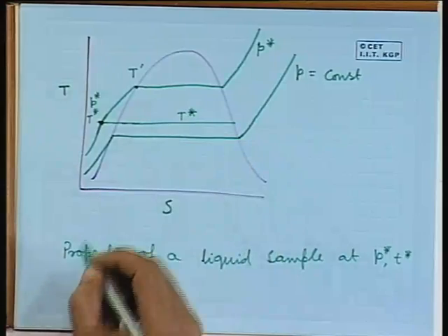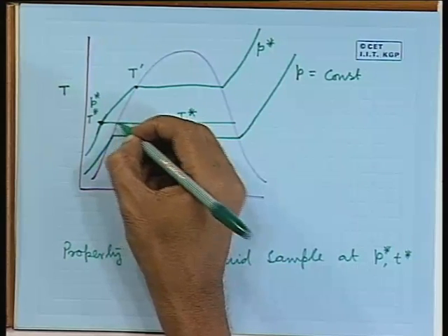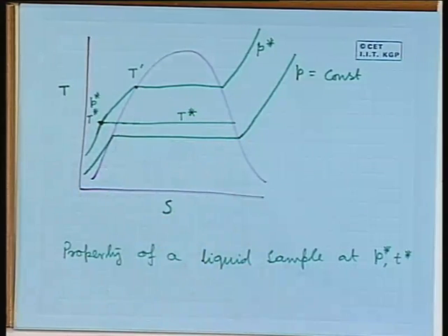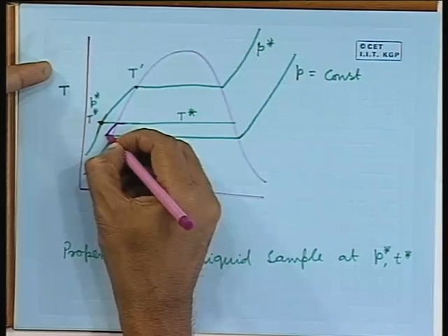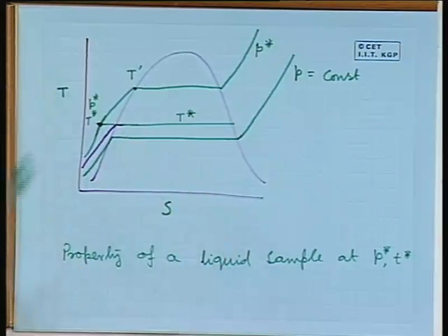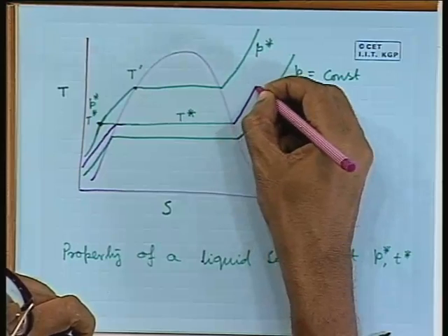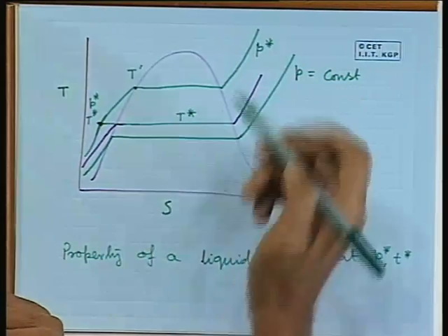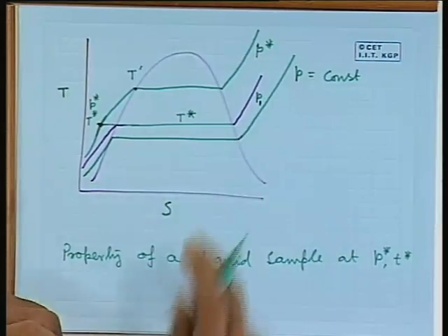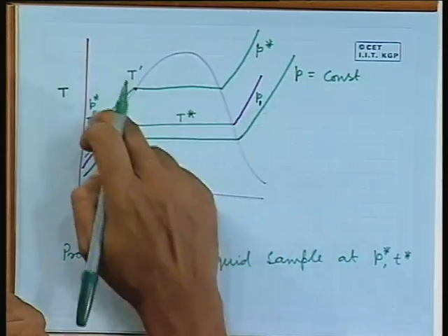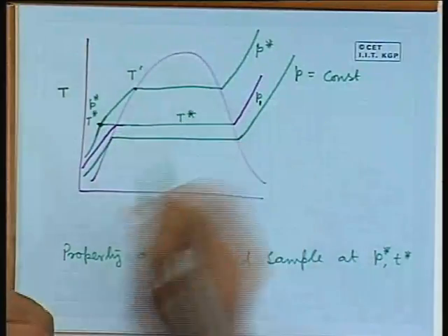Then if I take T star, we can send through T star a constant pressure line, and the constant pressure line will be something like this. Let us call this constant pressure P1. So, what is the relationship between P1 and P star? P star is greater than P1.